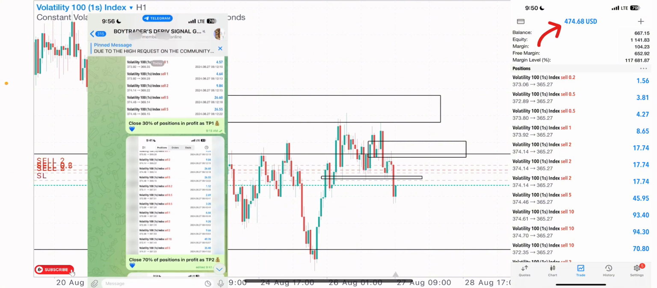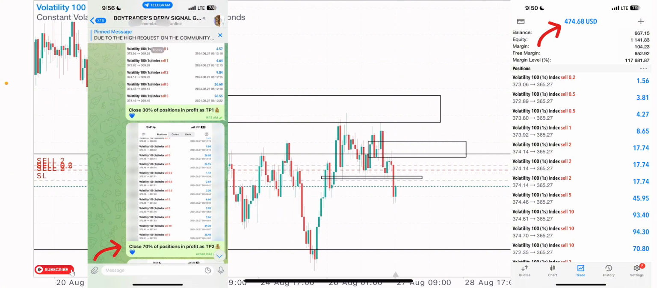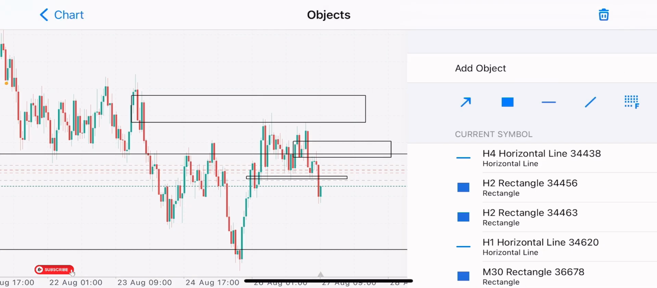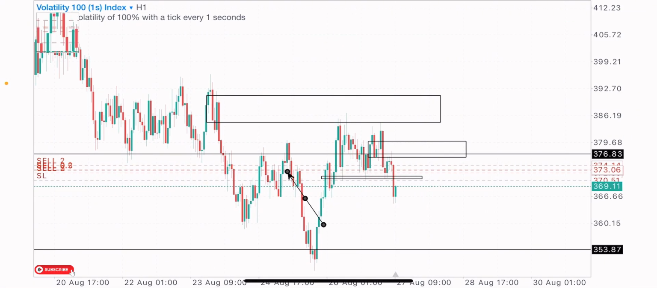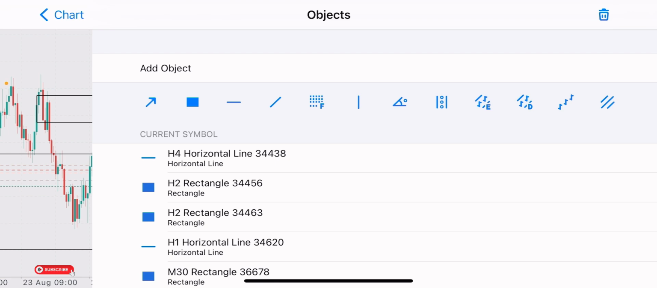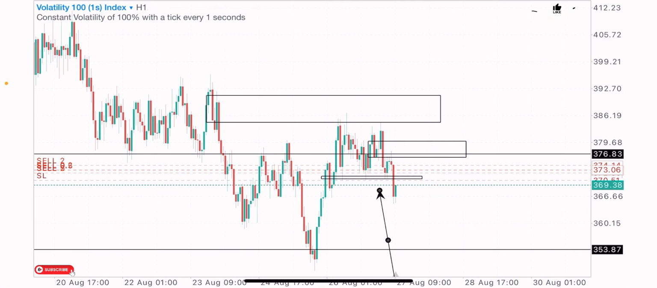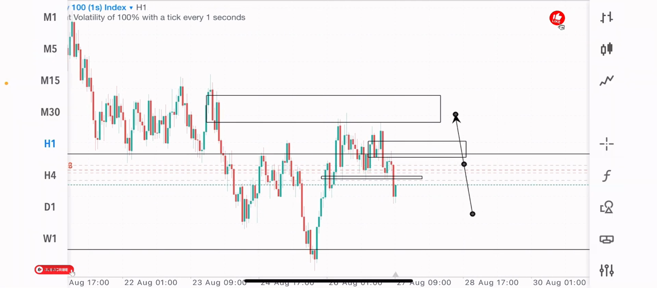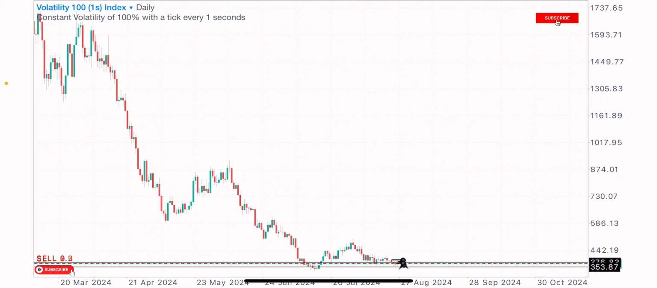We've closed over 70% of our positions in profit. The remaining positions are running on break even. You can see my stop loss is below my entry. So before I was able to predict the sells from this level, I first did a top-down analysis from a higher time frame, daily time frame basically, down to a lower time frame for my entries.